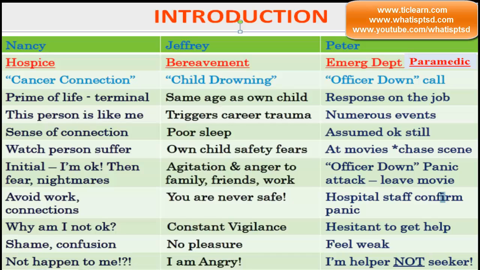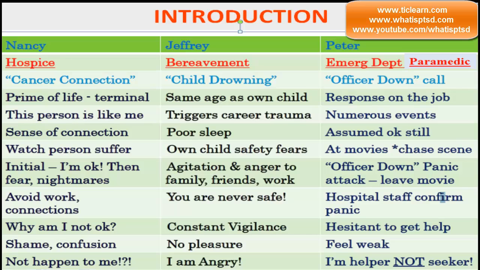So here are a couple of examples, and I'm actually going to focus on Peter, who is a paramedic. I work with a lot of EMS, emergency services, police, RCMP, Veterans Affairs. So let's talk about Peter. He was first on the call after an officer down event, and this is an incident in which an officer was harmed on the job. He responds. Now, Peter comes from a huge history, many years on the job, lots of exposure to numerous events, so he just assumes that he's okay. Seems like a normal response.